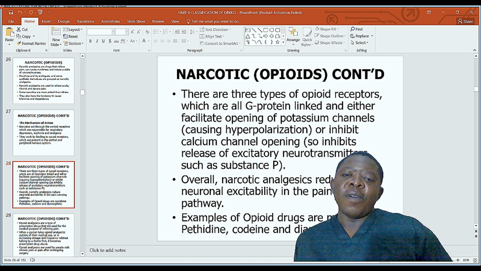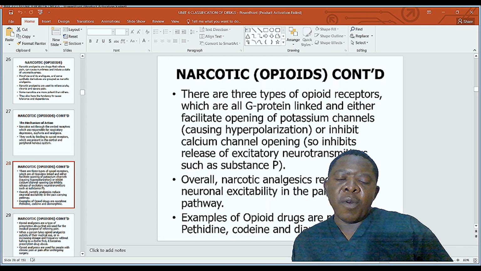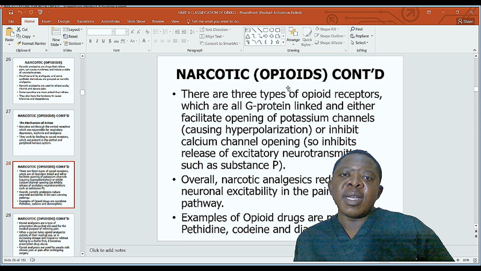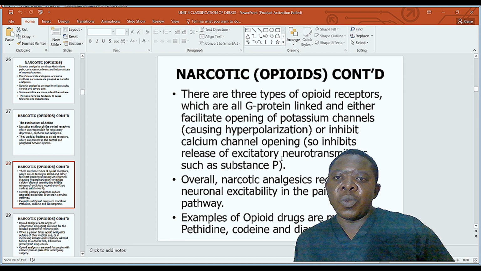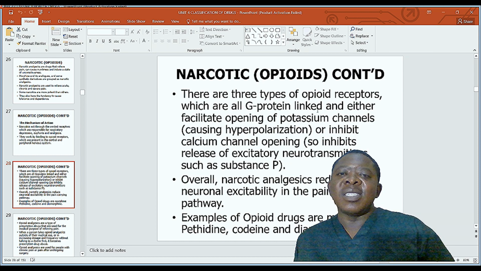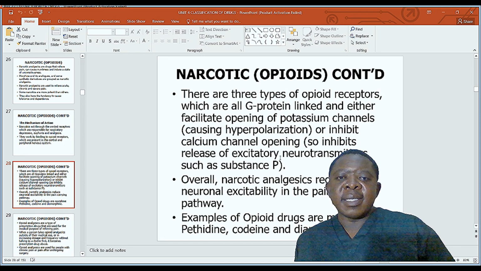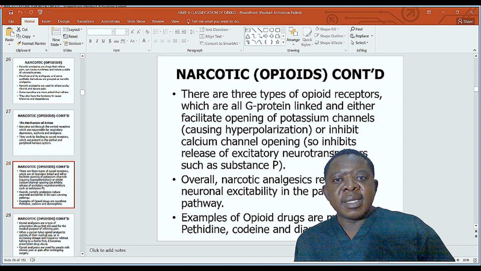Examples of opioid drugs are morphine, pethidine, codeine, and diamorphine. So here it's important that you know that when you give a narcotic, there are three types of opioid receptors that it will work on, which are all G protein linked and either facilitate opening of potassium channel causing hyperpolarization or may inhibit calcium channel opening, so it will inhibit release of excitatory neurotransmitters or that of substance P.